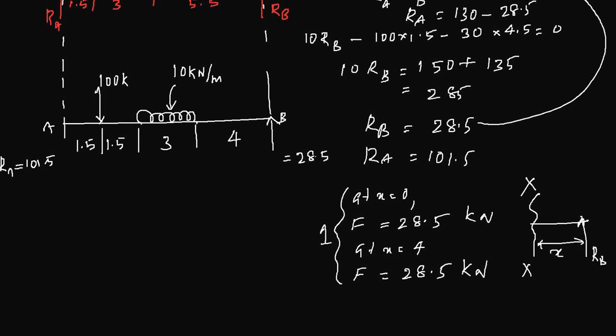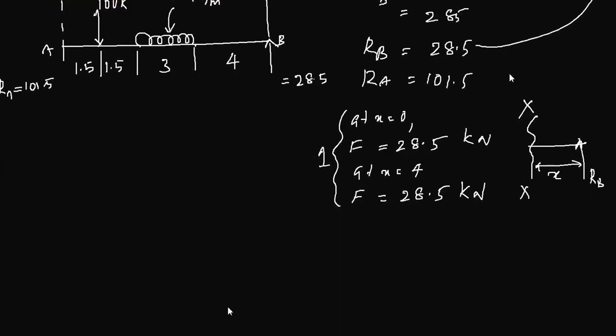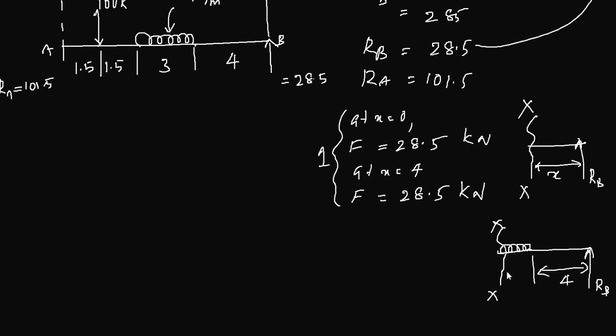Now you move on to the next section, where you take your section in between this point and this point. So you will have RB and your UDL starting somewhere here, and you take the section here, again XX. Now this distance is already completed, so you can take the X here. In this case, the X will be varying from this point to this point. So the minimum value of X is 0 here, and the maximum value is 3 here.